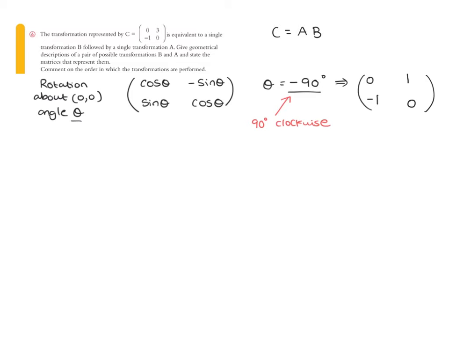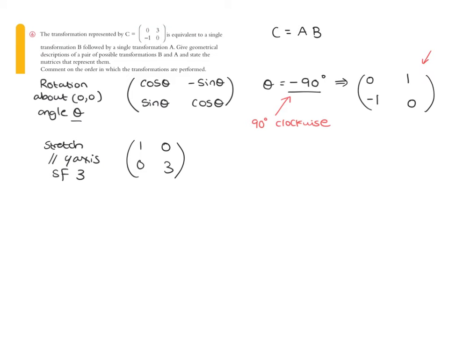So that's one possibility, which gets me to this stage over here, but that then doesn't give me the 3 I need in the top right-hand corner. Now that's looking like some sort of stretch in the y direction. So if we remember that we've got a stretch matrix parallel to the y-axis, and if we want a scale factor of 3, that would be a matrix that looks like this: 1, 0, 0, and 3.